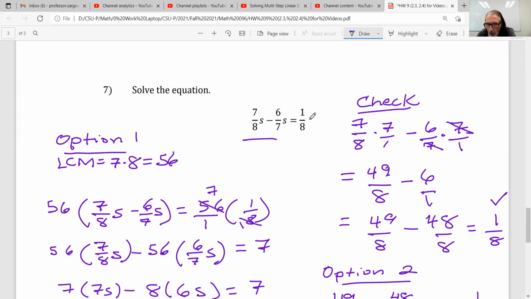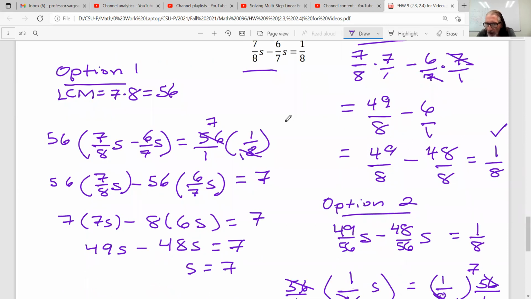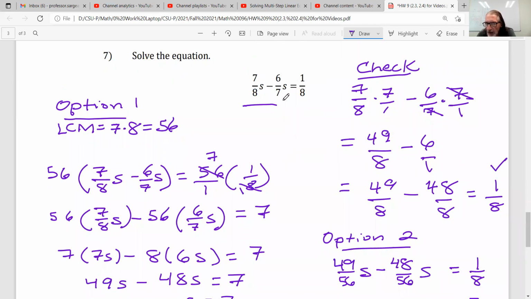Now, as for the second option, instead of clearing the fractions, we could deal with them head on by getting a common denominator for these two fractions that are like terms. We already know it's 56. Multiply top and bottom of the first by 7 over 7 to get 49/56. And multiply 6 7s by 8 over 8 to get 48/56.